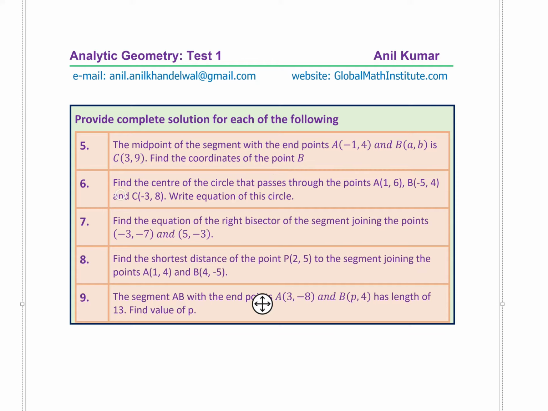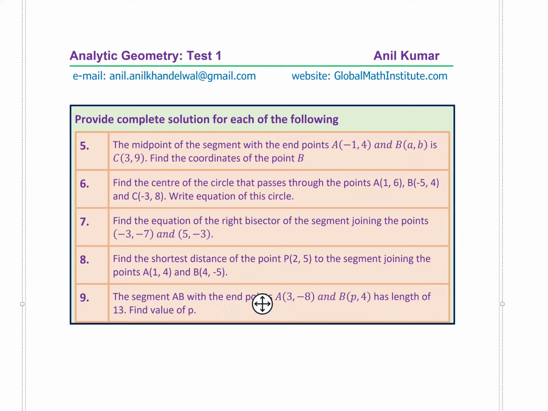Question number 6. Find the center of the circle that passes through the points A, 1, 6, B, minus 5, 4 and C, minus 3, 8. Write equation of this circle. Question number 7. Find the equation of the right bisector of the segment joining the points minus 3, minus 7 and 5, minus 3. Question number 8. Find the shortest distance of the point P, 2, 5, to the segment joining the points A, 1, 4 and 4, minus 5.